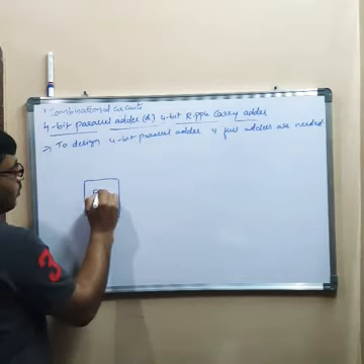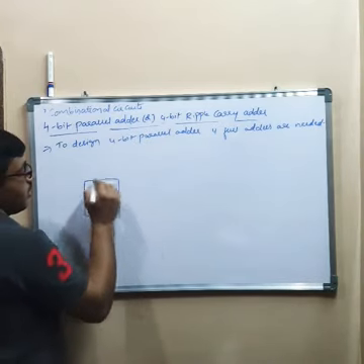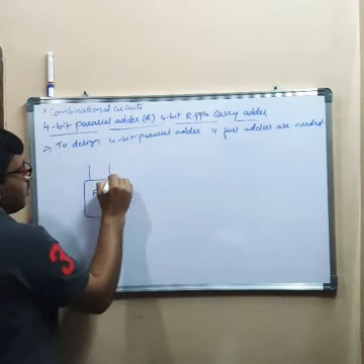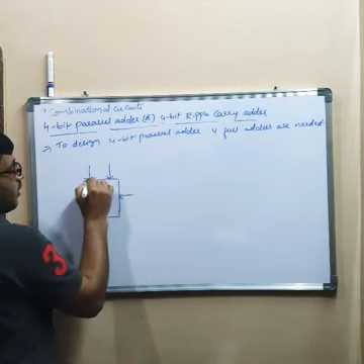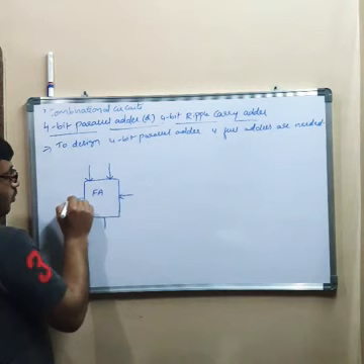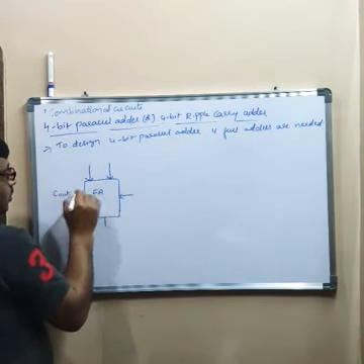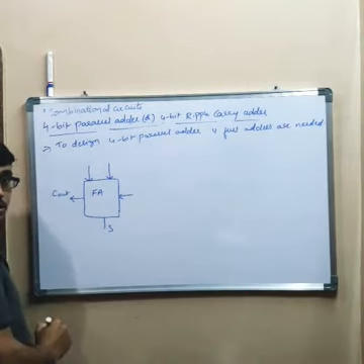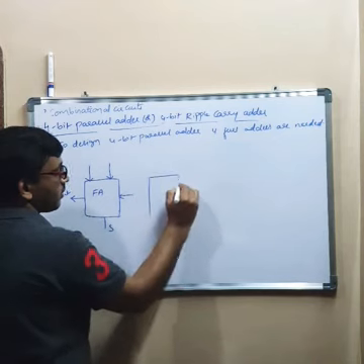Full adder, in short form, I will represent FA. It has inputs A, B, C in. These 3 are the inputs, 2 are the outputs. This is C out, this is S. Like this, I will take 4 full adders.